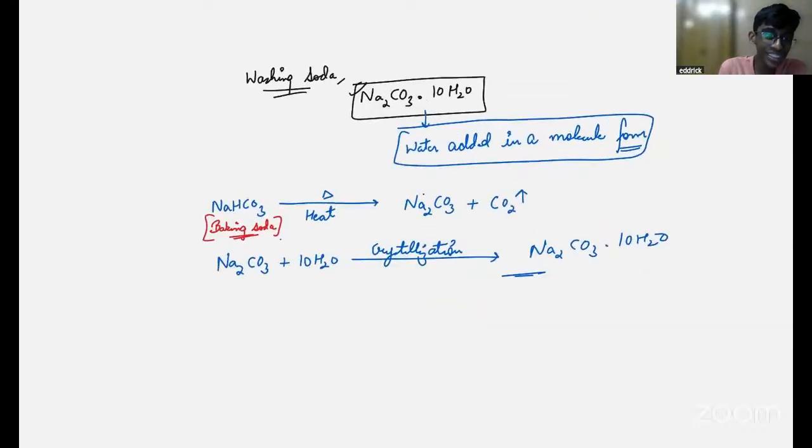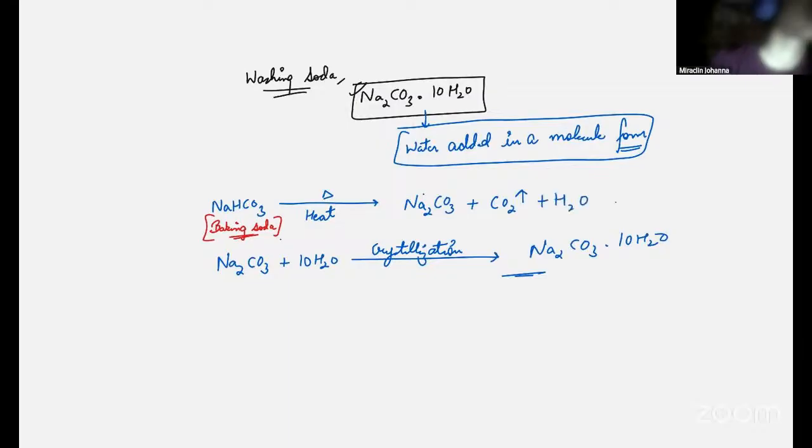Sir, where did the H go from the reactant to the product? H will become H2O. And NaHCO3 will become 2 NaHCO3. We have to check the balance, you guys have to do it.